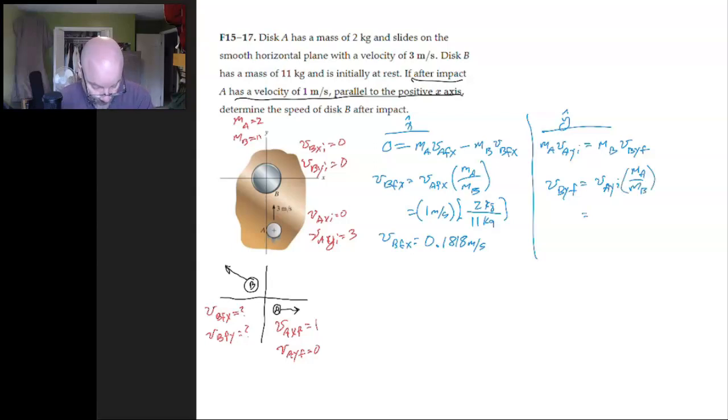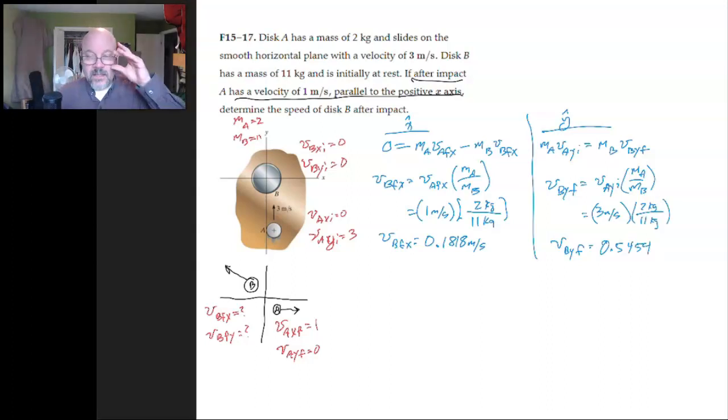Okay, and plug in on that thing. That's 3 meters per second, again our 2 kilograms over 11. And VBY final turns out to be 0.5454. Well, that is a fun thing about using 11 in the denominator. You get these fun fractions. 0.1818181818, 0.54545455. Okay, so maybe somebody was feeling jovial when they were writing this problem. I don't know.